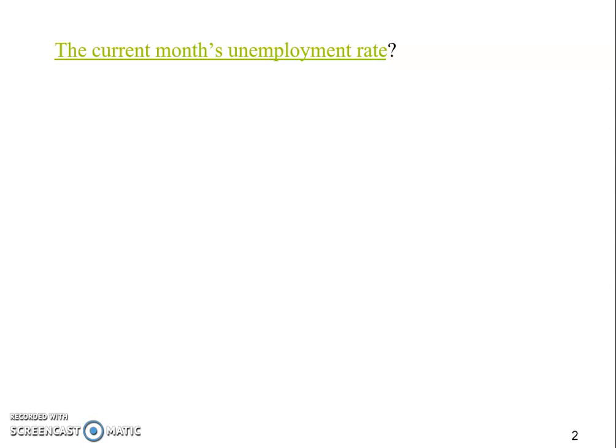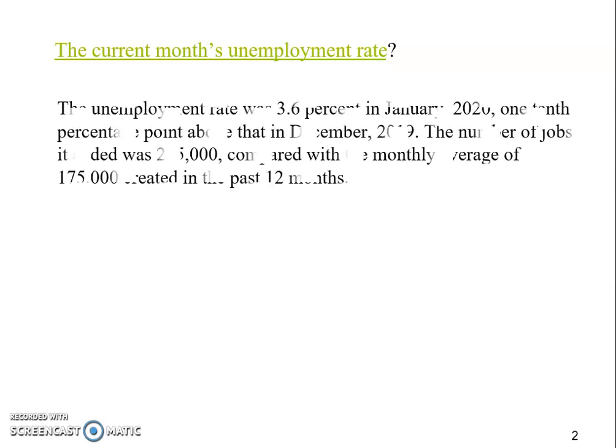Now here I just want to show you two interesting reports from the BLS. The first one is January 2020. This is the very first paragraph I got from that report. The report was released on the first Friday of February, and it says that in January the unemployment rate was 3.6%, which is 1/10 percentage point above that in December 2019. In other words, a month earlier.